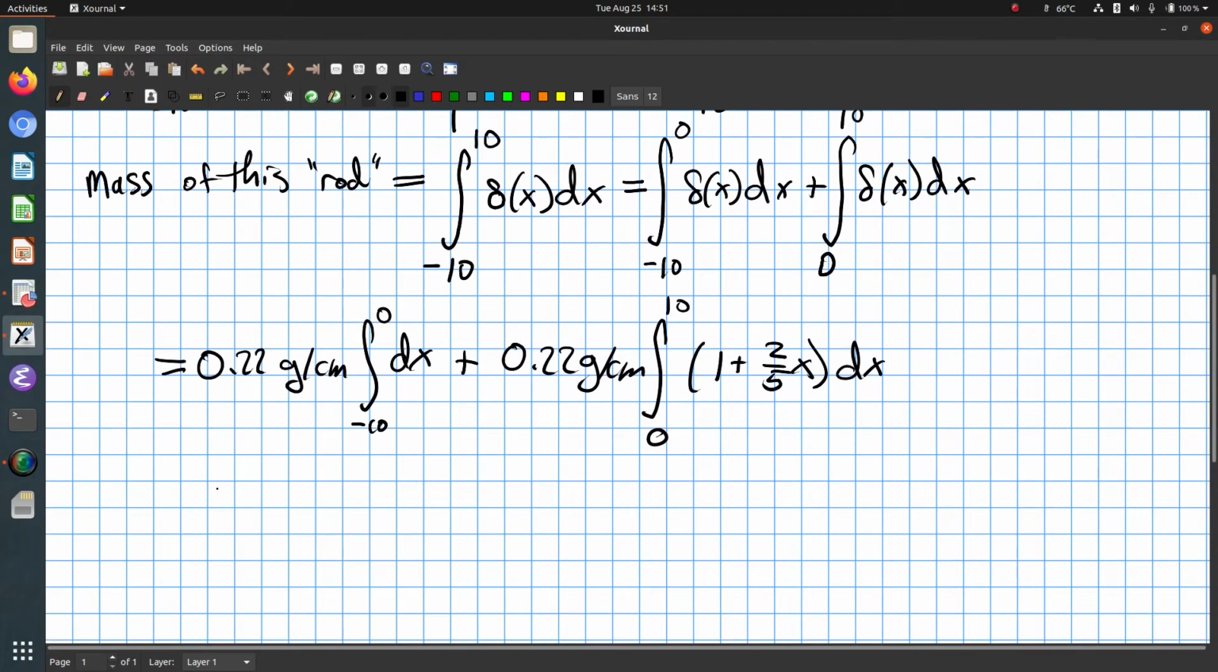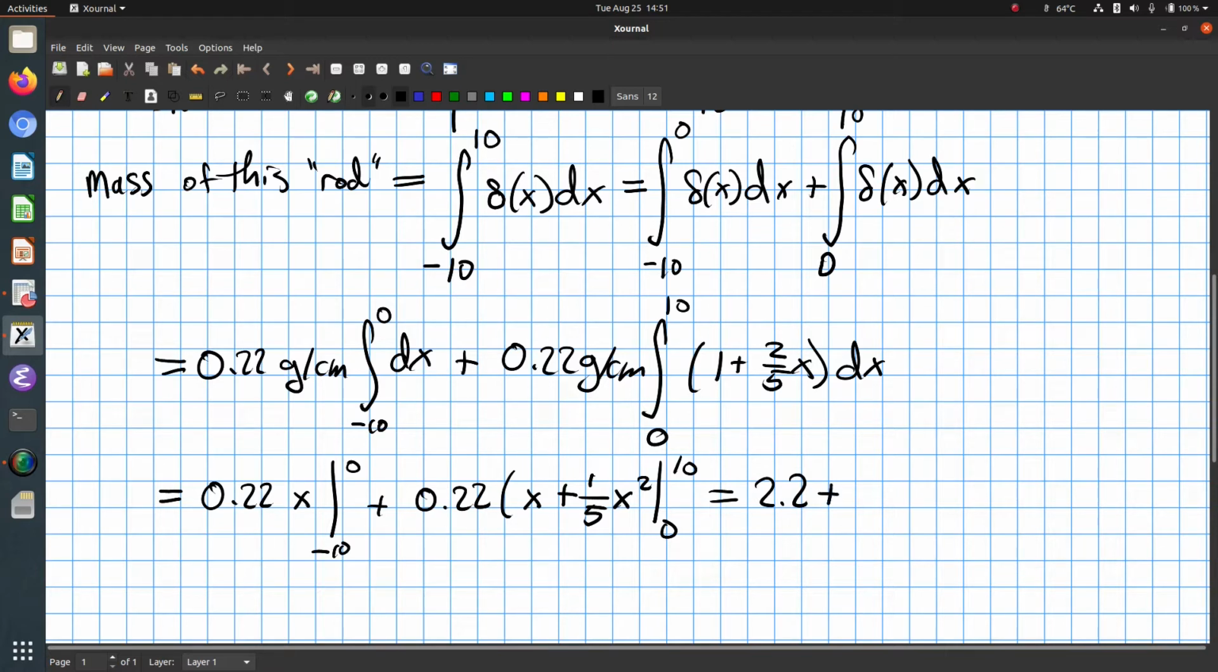Okay, that latter integral presents no problems. I'm leaving off the units just to save time in writing, but you definitely don't want to forget the units. And substitute in the values for x. If you do this, you should get a value of about 8.8 grams.